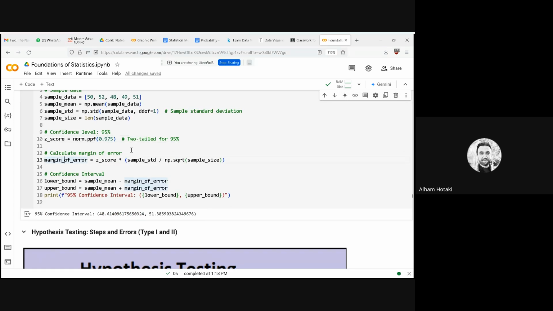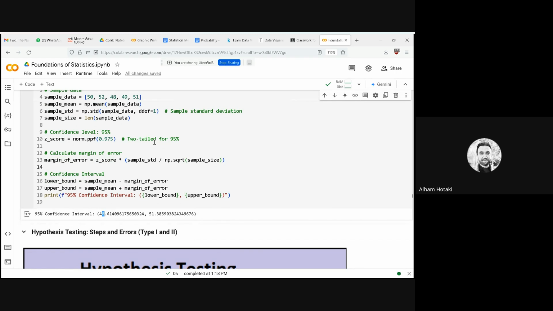Calculate the margin of error. The margin of error is the z-score times the sample standard deviation divided by the square root of the sample size. That will be the margin of error. Now look at the confidence interval. The lower bound will be the sample mean minus the margin of error. The upper bound will be the sample mean plus the margin of error. Now look at this. The 95% confidence interval is what? The lower bound is 48.6 and the upper bound is 51.